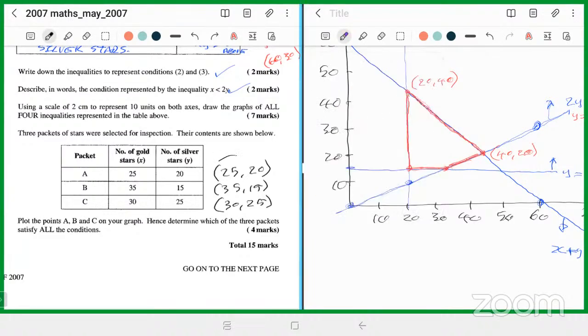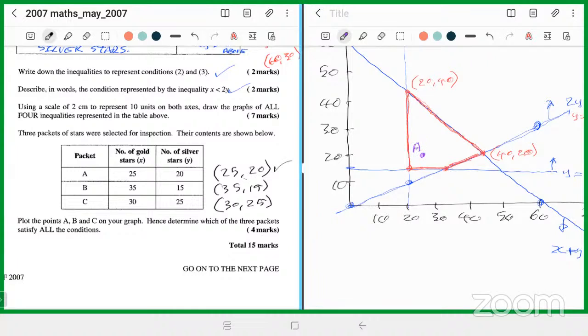So the first point is (25, 20). 25, 20 is right here. That's where A is. That's the point A. So A is a good start, so we can give A a tick. A falls inside the region.